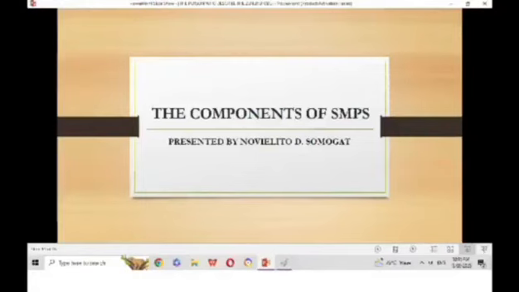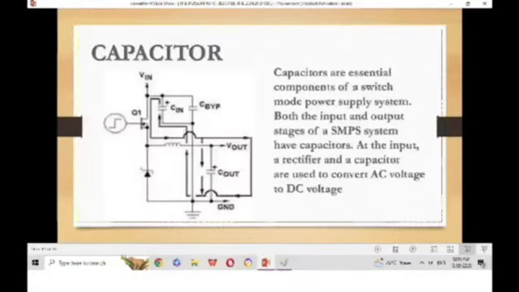The components of SMPS. First is the capacitor. Capacitors are essential components of a switch mode power supply system. Both the input and the output stage of the SMPS system have capacitors. At the input, a rectifier and the capacitor are used to convert AC voltage to DC voltage.